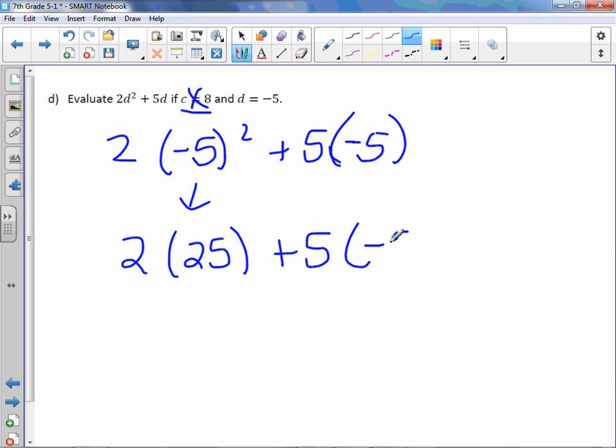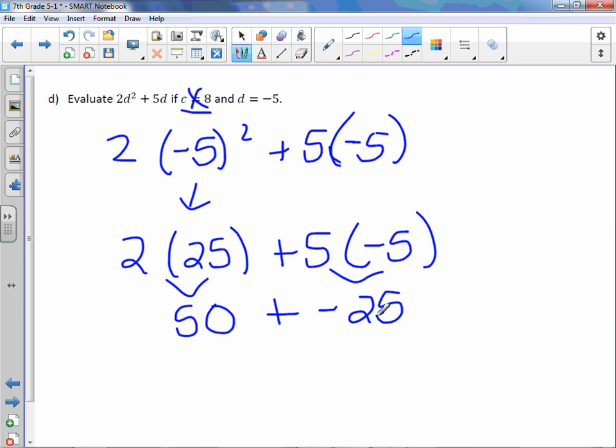Bring down everything else. Now we'll do multiplication and division from left to right. 2 times 25 is 50, plus 5 times -5 is -25. I have different signs, so I subtract and keep the sign of the larger absolute value, which is positive. Therefore, positive 25.